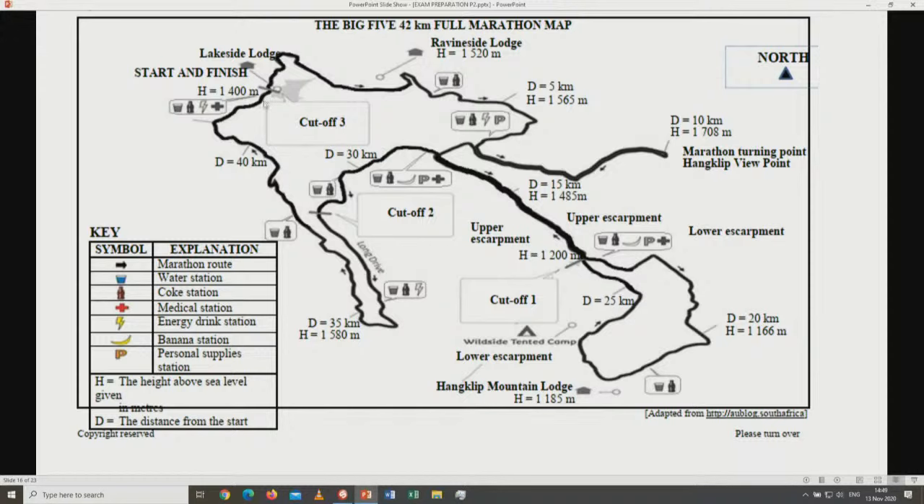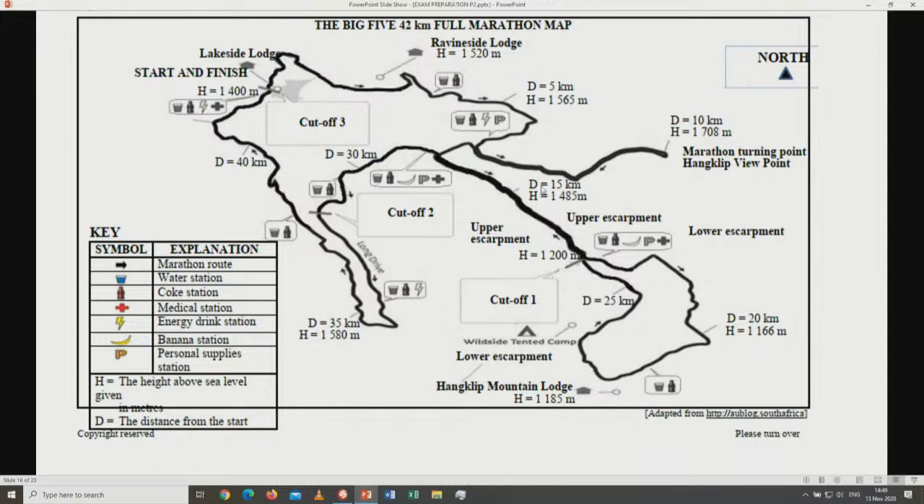It doesn't show you how high the points are above sea level. No, it is more or less a map which shows you how the runners are going to run. And at some places they say, okay, now the distance is this. Oh, they do specify the height. They say the distance that the runner has run is 15 kilometers. The height above sea level is 1,485. Here, there is a key, and the key is giving you information, which says that H stands for the height above sea level given, and D is the distance from the start.